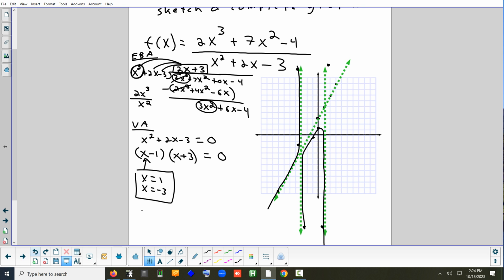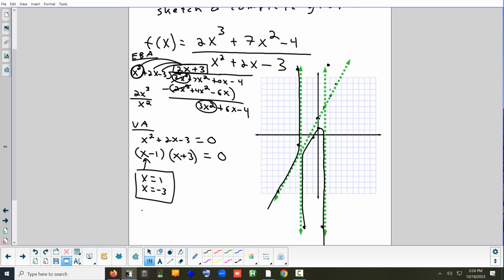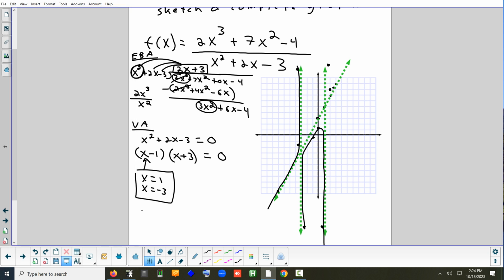Just 2. Yeah, 2 would be a good one. So 2, 8 is a point. So 1, 2, 1, 2, 3, 4, 5, 6, 7, 8. Let's check 2.5. Let's go a little bit more. 2.5, we're up a little bit higher. So 2.5, 8.6, be about right there.